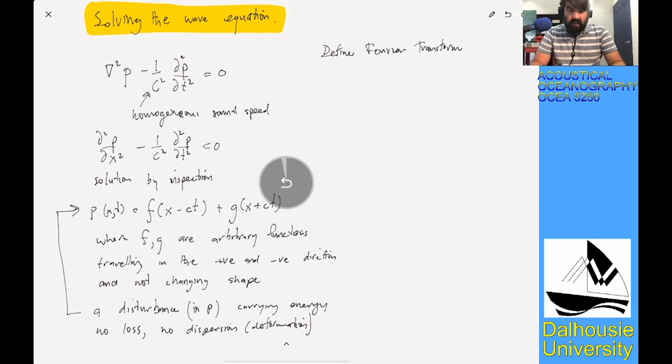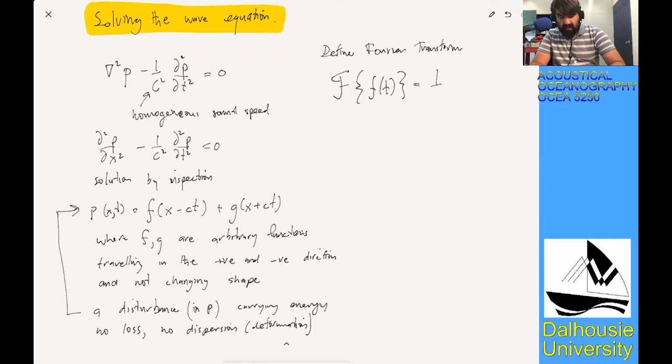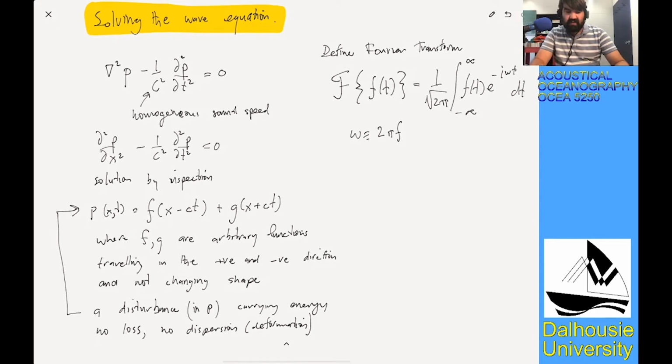So we'll define an operator F acting on the function f of t. We have this 1 over root 2 pi out front, the integral from minus infinity to infinity, of the function in the time domain, times e to the i omega t, dt, and of course omega is defined as 2 pi times the frequency. Wow, shouldn't have used function f, but oh well, whatever. Okay, and of course there's an inverse to that, right? Taking your inverse operator, which takes your function from the frequency domain to the time domain.